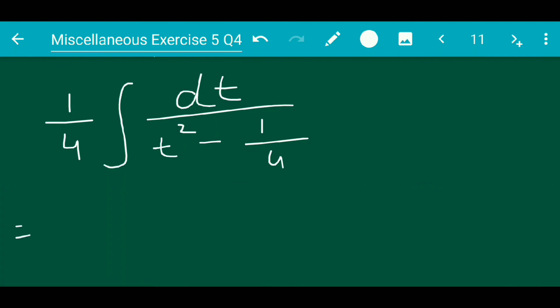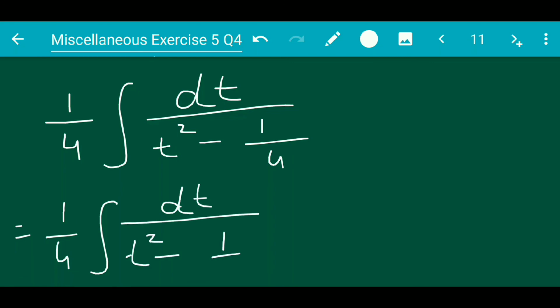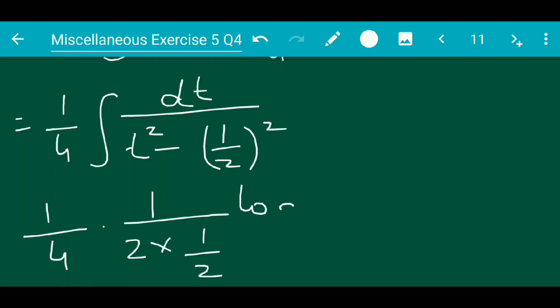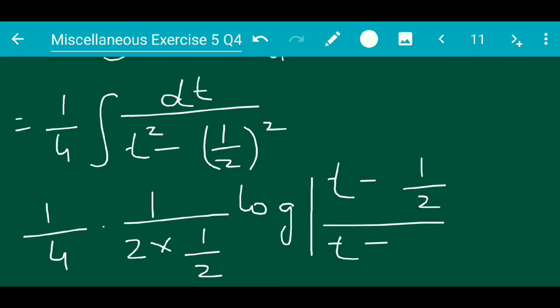So then it becomes 1 upon 4 integral of dt upon t square minus 1 upon 2 the whole square. It is like 1 upon x square minus a square. So 1 upon 4 into, the solution is 1 upon 2 into 1 upon 2 log mod of x minus a upon x plus a, that is t minus 1 upon 2 upon t plus 1 upon 2, plus c. This becomes our answer form.